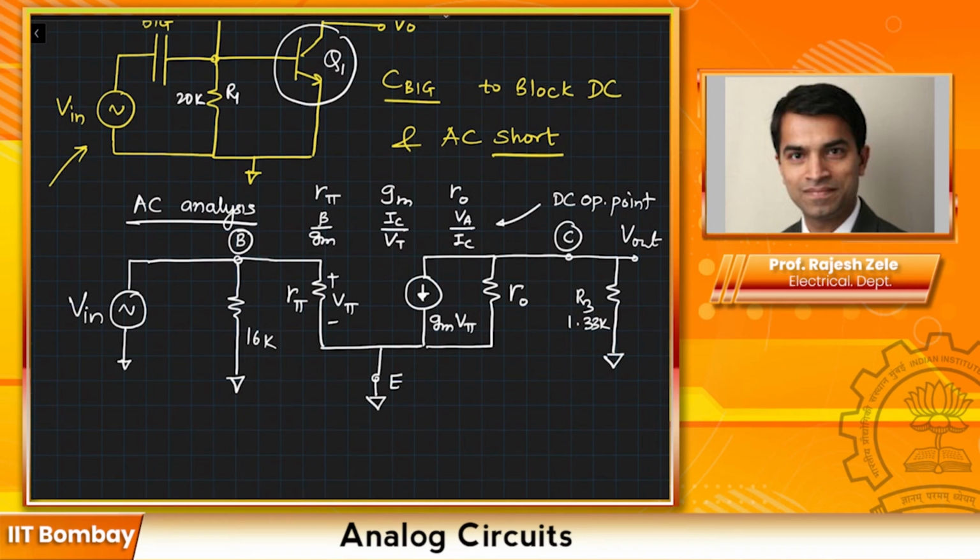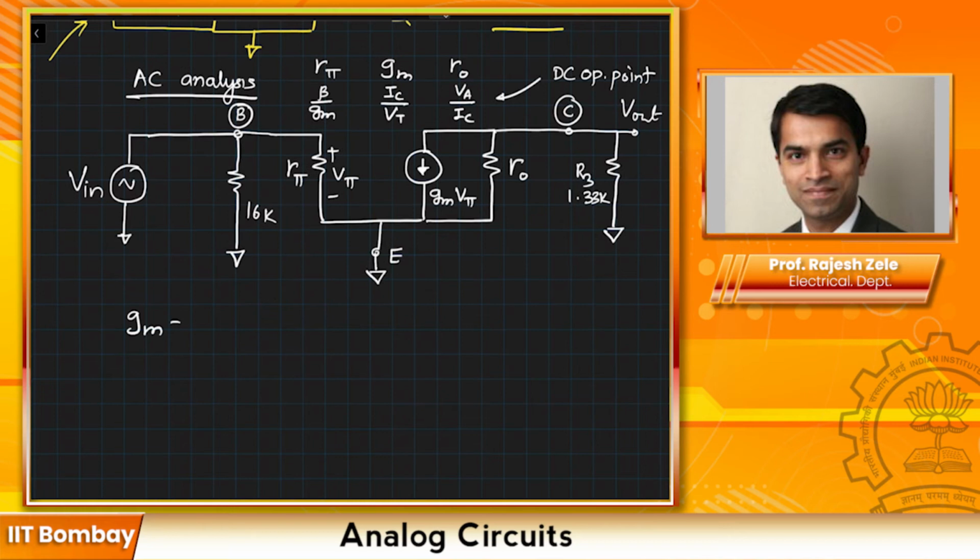It still looks like there are a lot of components, but we can do quick calculations and figure out which ones are important and which ones are not important. Let's calculate the value of R pi, gm, and R0 based on our previous analysis, the DC operating point. So gm is given by IC over VT. gm is given by 72.115 milli Siemens. Siemens is reciprocal of ohms.